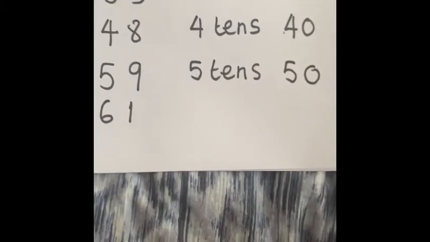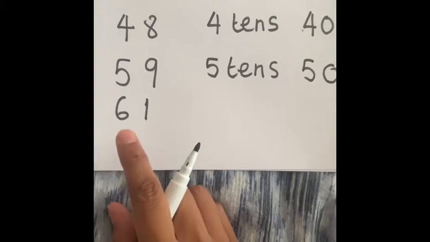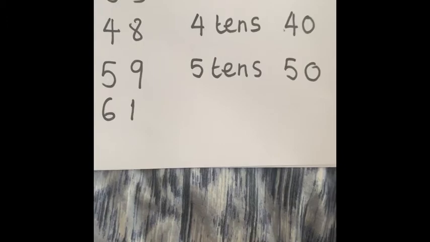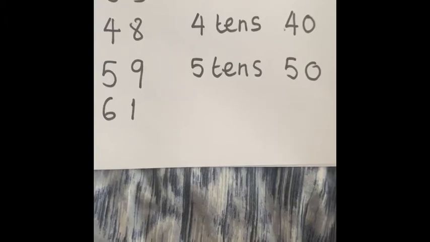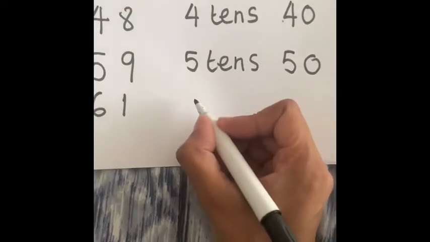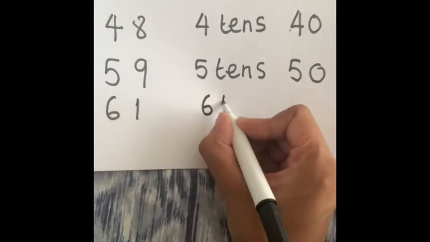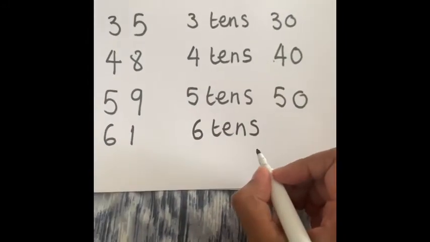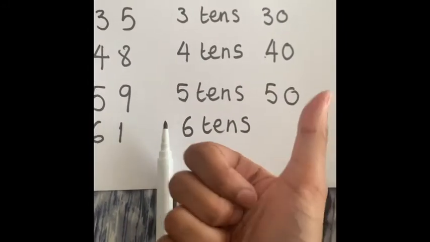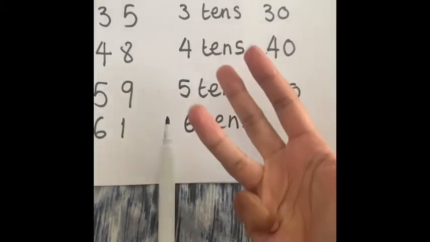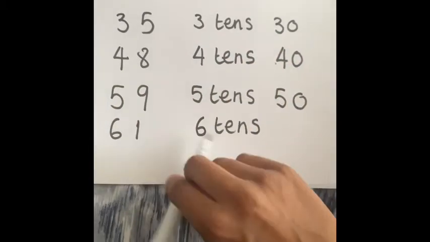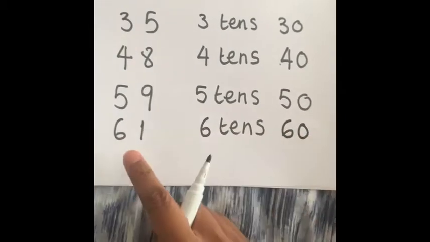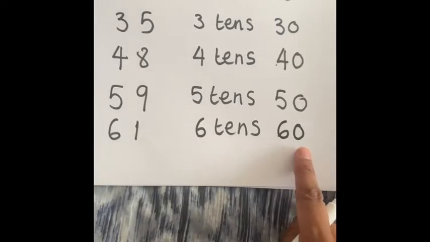Have a go at the last one. What's the number 6 worth in 61? 6 means there are 6 tens. We know that 6 tens, 10, 20, 30, 40, 50, 60. So the 6 in 61 is worth 60.